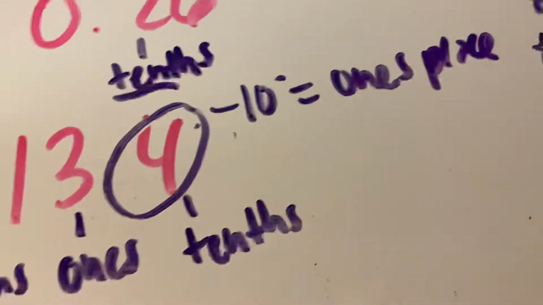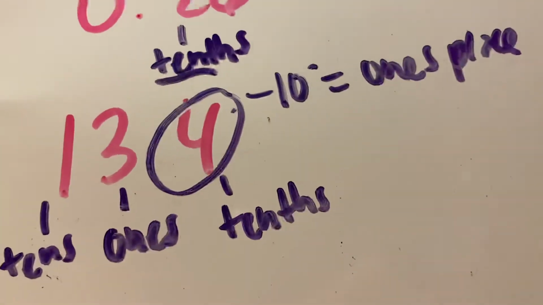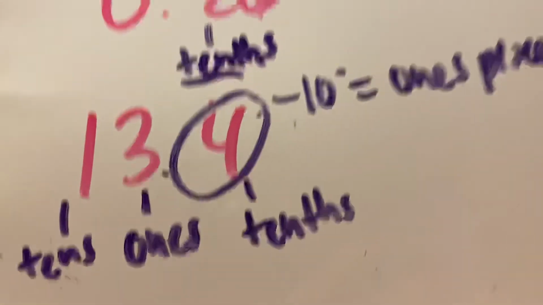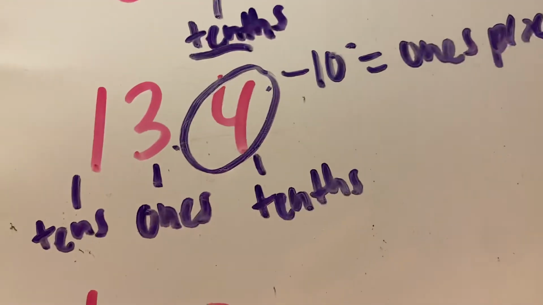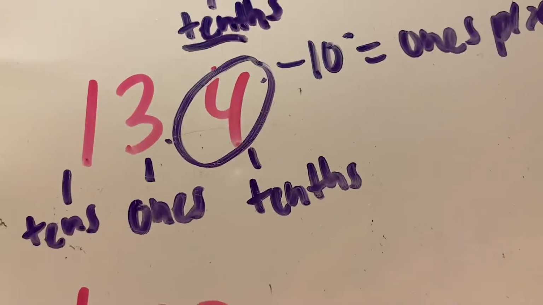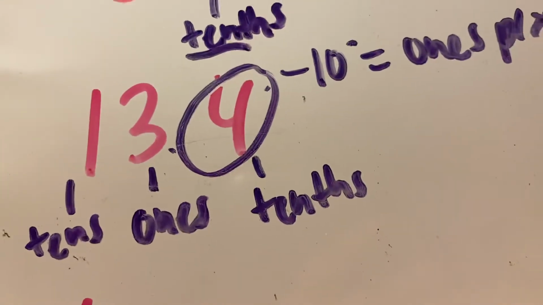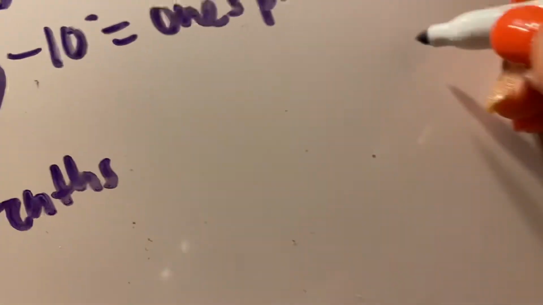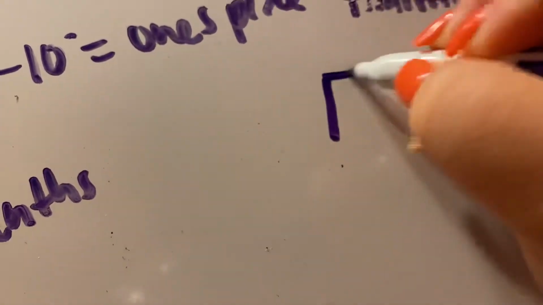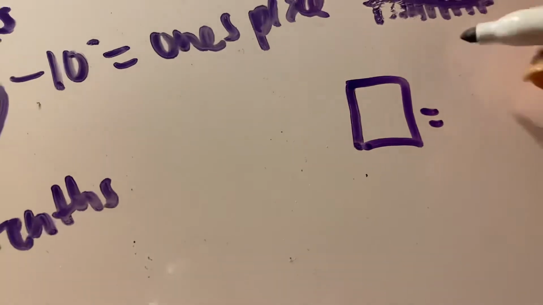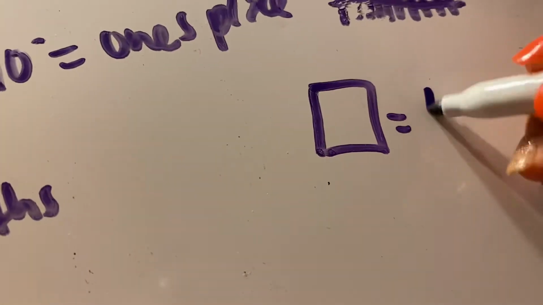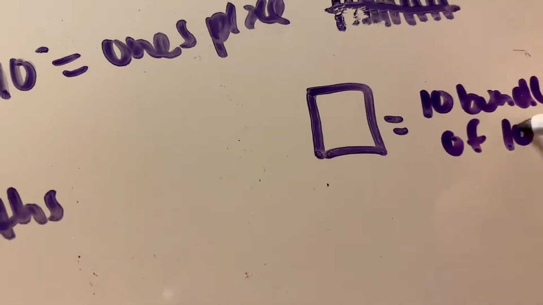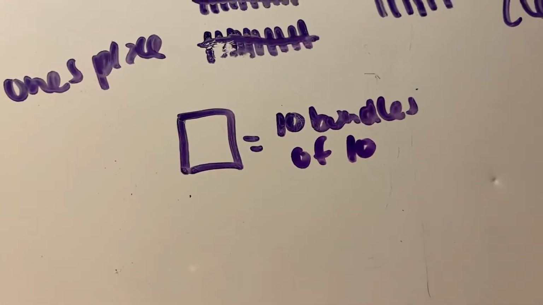So using that, if we knew that we needed to get 13.4, we could do 10 bundles. So 13 bundles of 10. So we could represent that in bags. So 1 bag equals 10 bundles of 10, right?